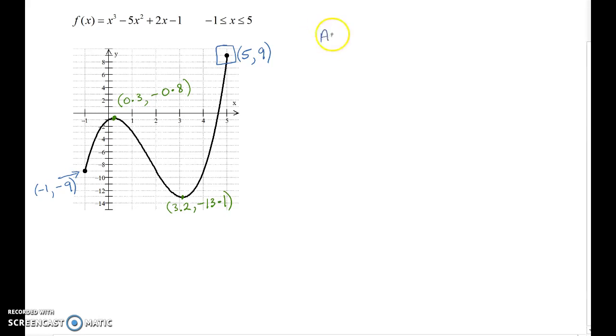So the absolute maximum here is 9. And if you are asked where it's located, as you may be, then you can write down at x equals 5. Right now I'm more interested in you knowing that the absolute maximum is the y-coordinate.